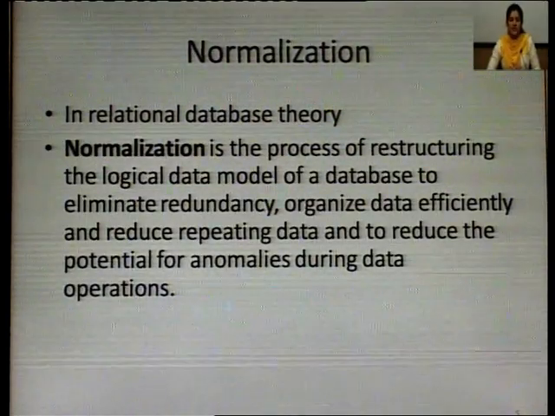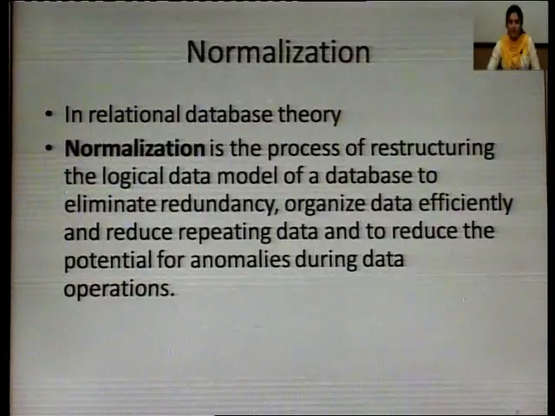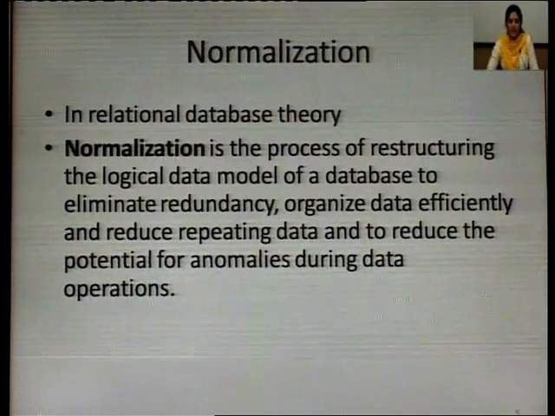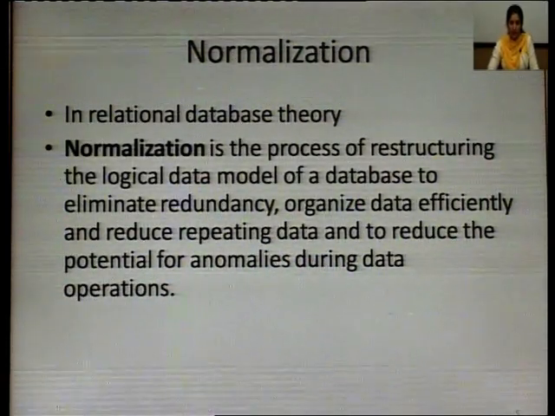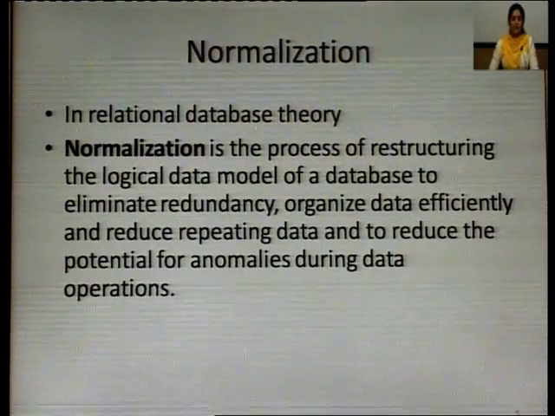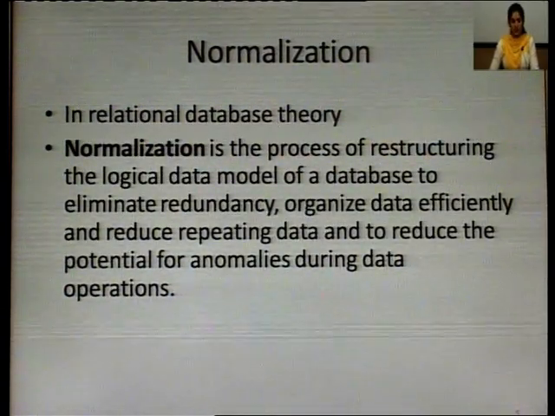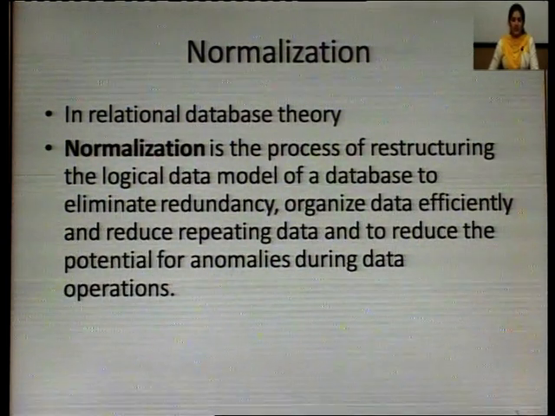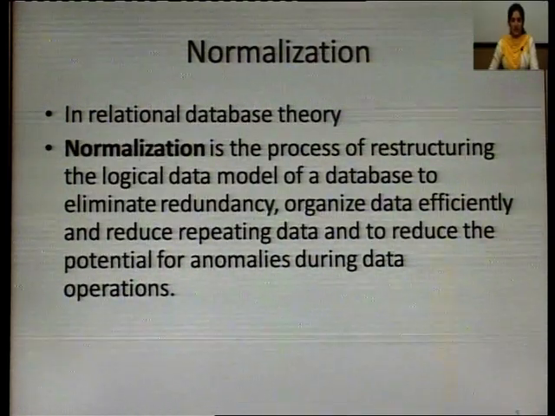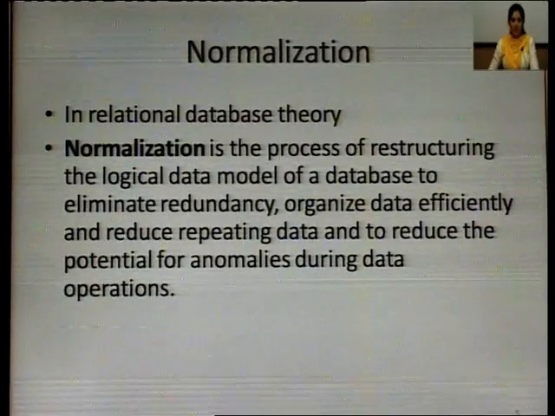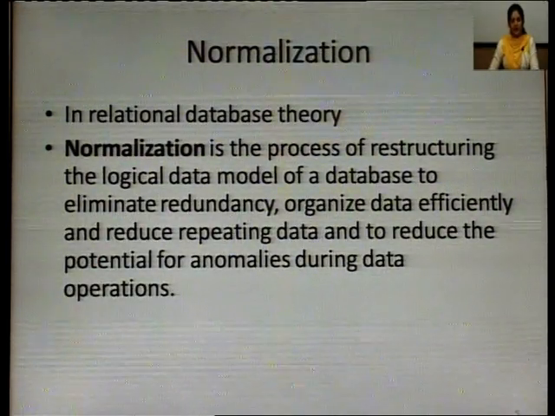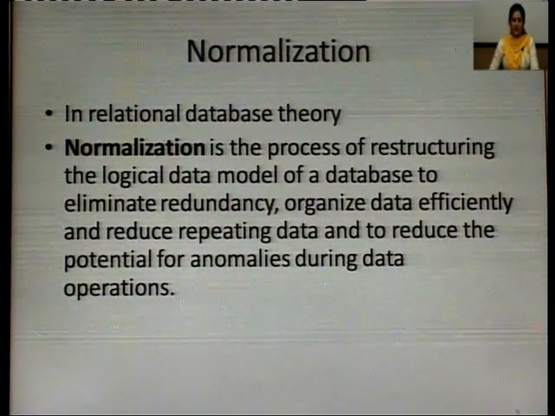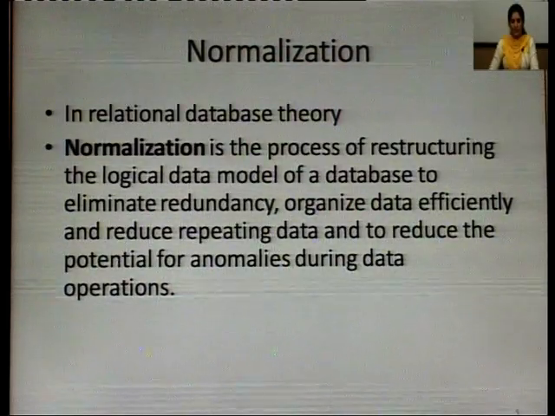Normalization: after the designing of any table, you need to ensure the data which is stored in the database is accurate and consistent along with time. Whenever you are making any kind of changes to the database, it must ensure that the consistency of your database is retained. So in relational database theory, normalization is the process of restructuring the logical data model of a database to eliminate redundancy, which stands for duplicacy of data, organize data efficiently and reduce the repeating data, and to reduce the potential for anomalies during data operations.